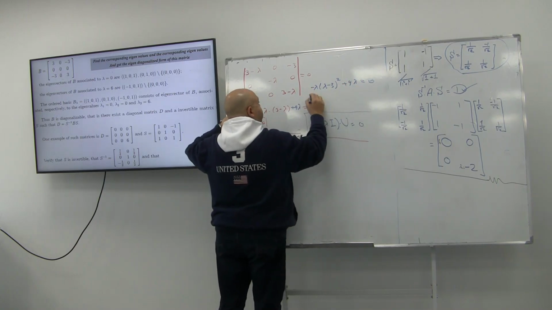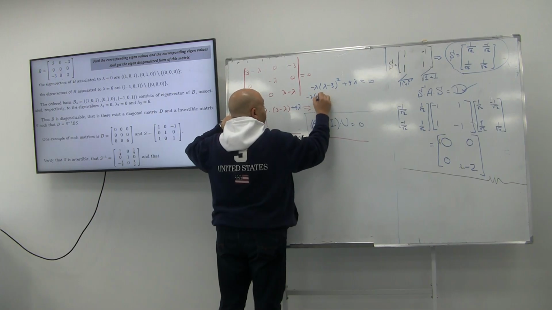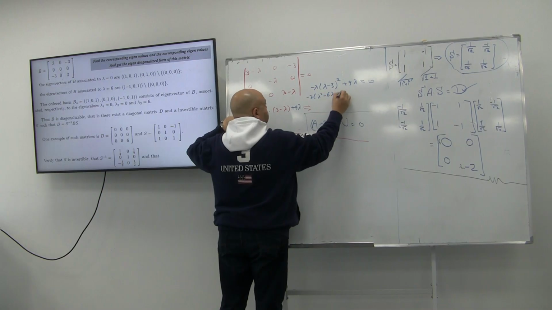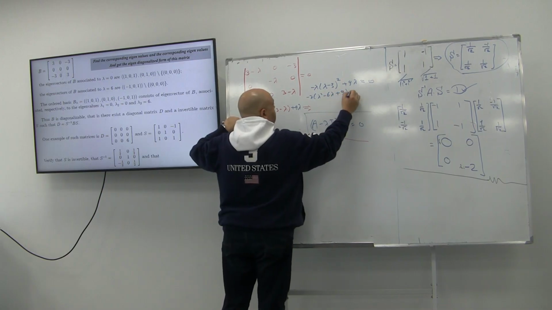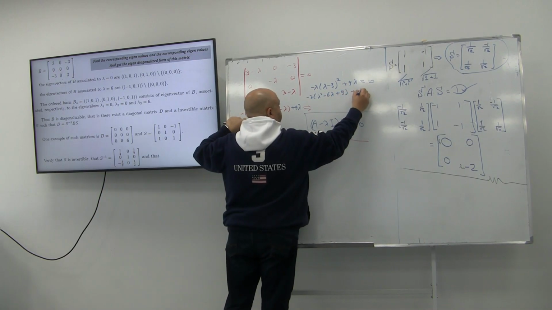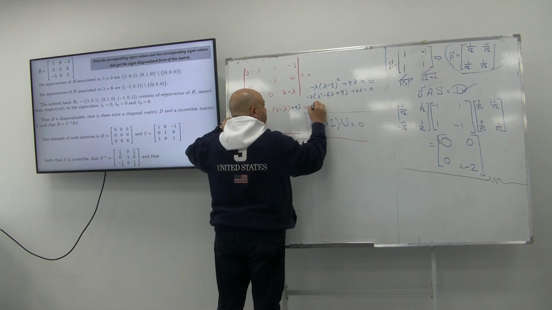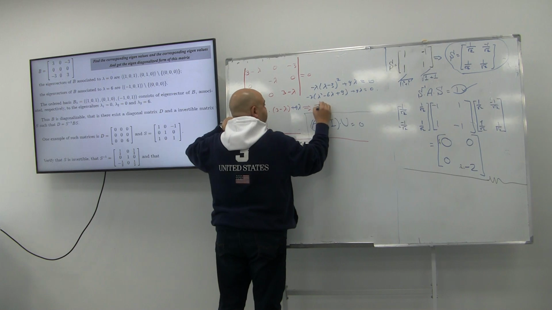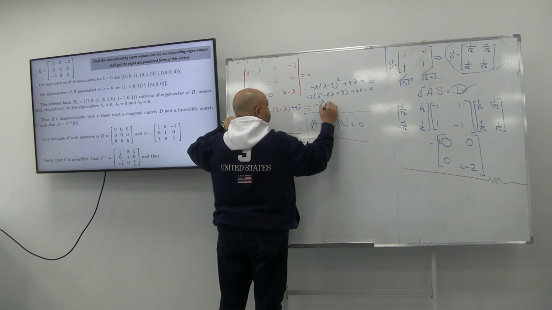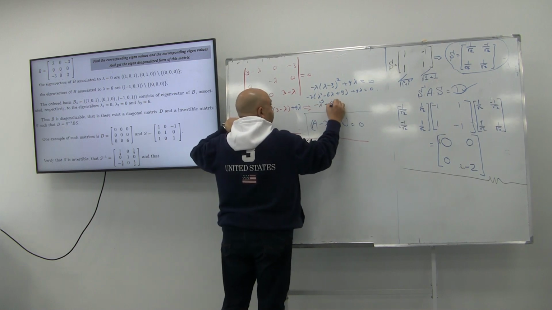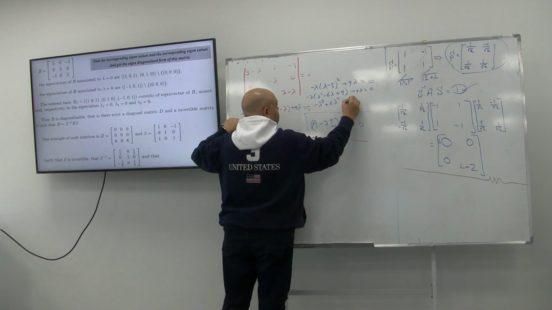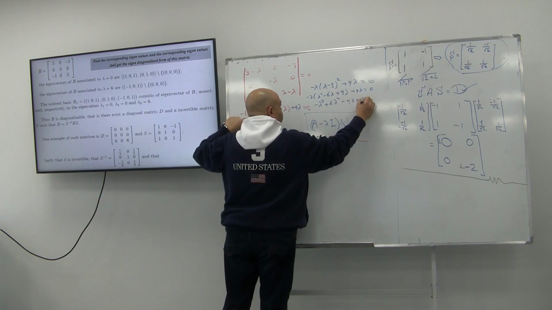Just trying to expand it. So you will have negative lambda times lambda squared minus 6 lambda plus 9, okay, and this is plus 9 lambda equals 0. Now here it goes. These two elements will cancel each other, so you will have negative lambda cubed, then plus 6 lambda squared, minus 9 lambda plus 9 lambda equal to 0.